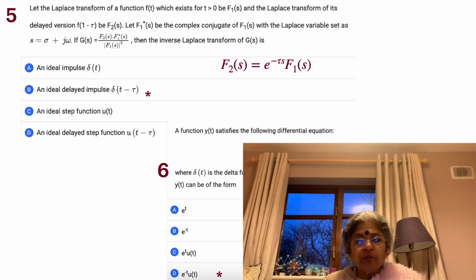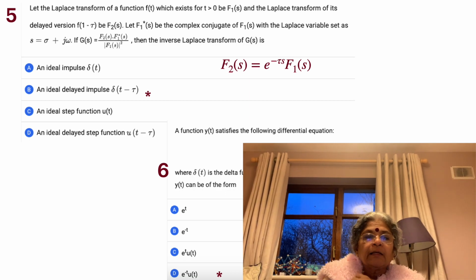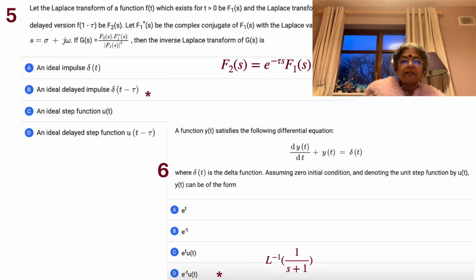Okay, so based on this, let's go to the sixth problem, where a function y(t) satisfies the following differential equation: dy(t)/dt plus y(t) is equal to delta t. Once you see this, immediately what we should do in the GATE context is to take the Laplace transform on both sides. So what do we have on the left hand side?